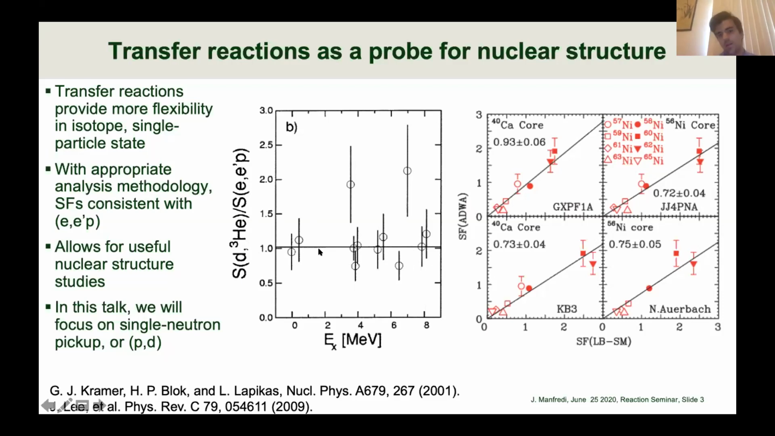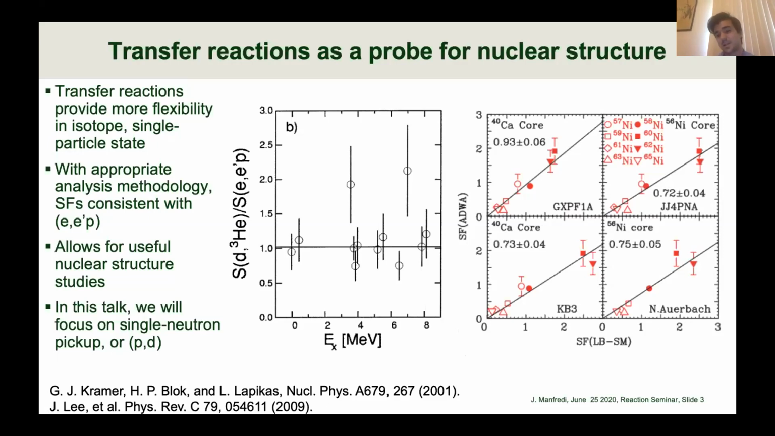On the right plot, the y-axis is the experimentally determined spectroscopic factors from transfer reactions, and on the x-axis is a shell model calculation. So this is doing, like I showed on the previous slide, this overlap of wave functions to calculate a theoretical spectroscopic factor. And these 4 panels correspond to 4 different shell model calculations using different bases and different interactions. And a slope of 1 would correspond to perfect agreement between the experiment and the nuclear structure theory.